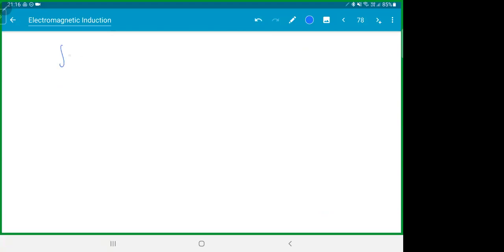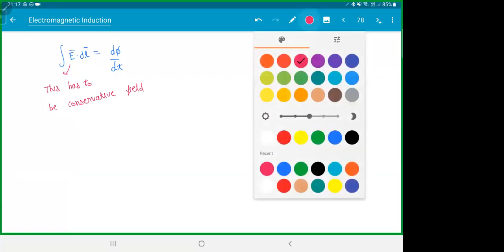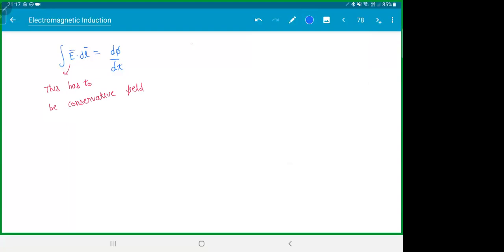So that means this formula which we are using, integral E dot dl is d phi by dt, you can't write this equation actually. This has to be a conservative field, because this you define for potential difference. And you're saying that the E which we are getting is non-conservative. It's suddenly non-conservative. So exactly what is happening? This is the complete story.